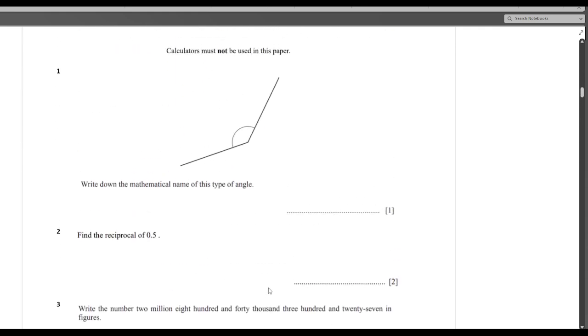Okay, here is your first question. Write down the mathematical name of this type of angle. Now, if your angle is more than 90 and less than 180 degrees, you call this an obtuse angle. Obtuse angle.